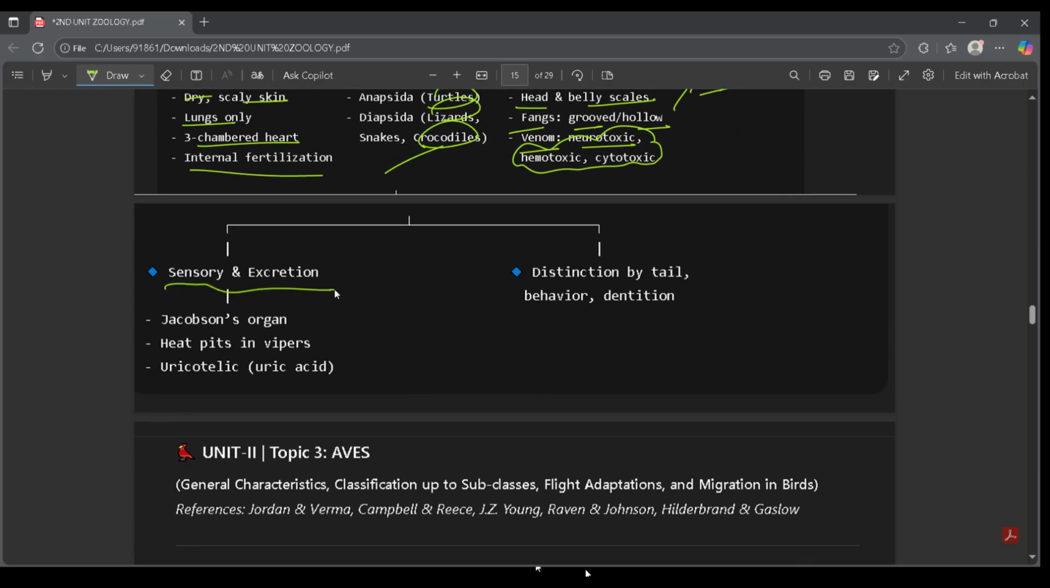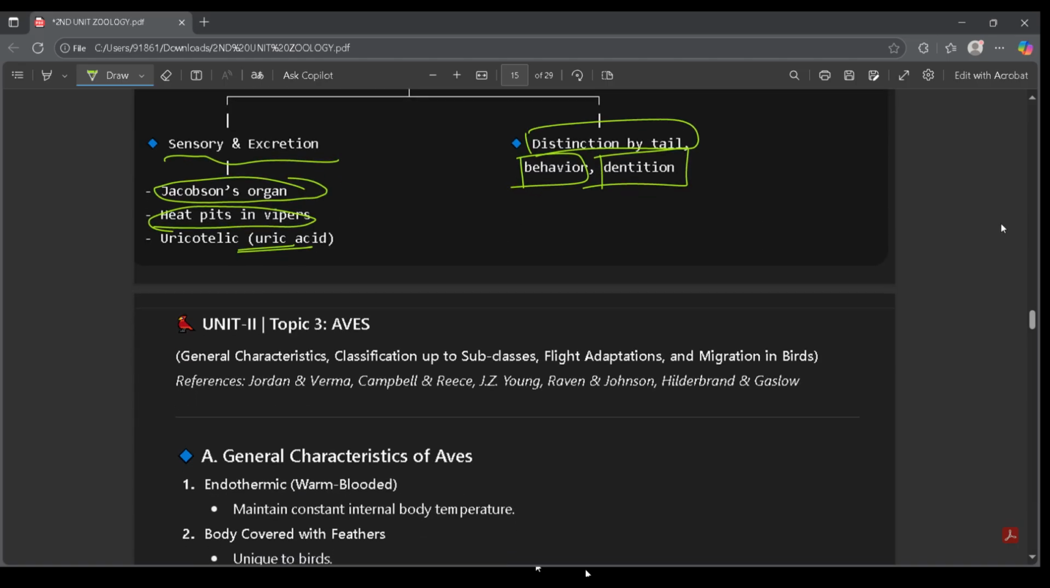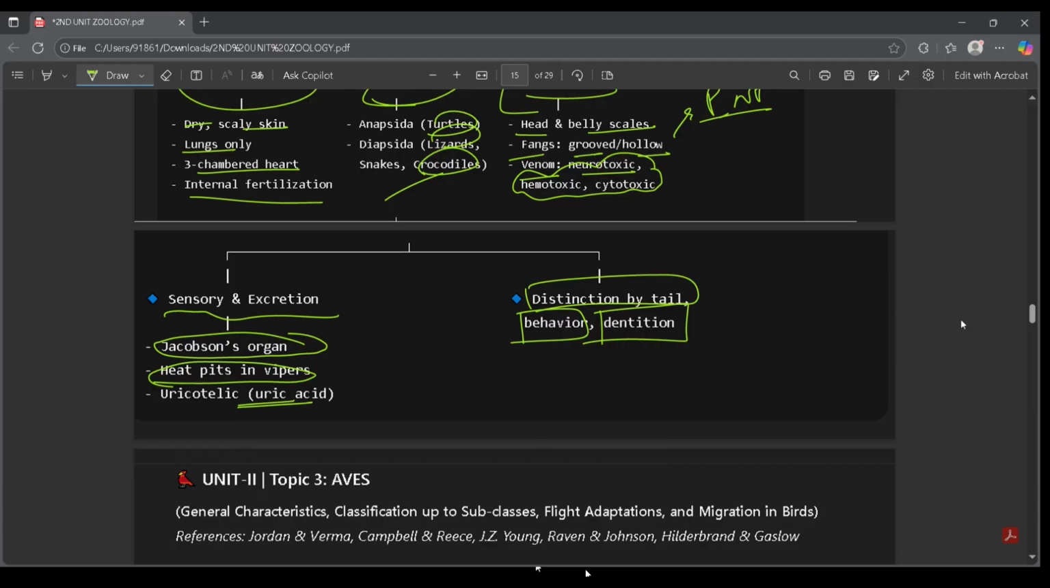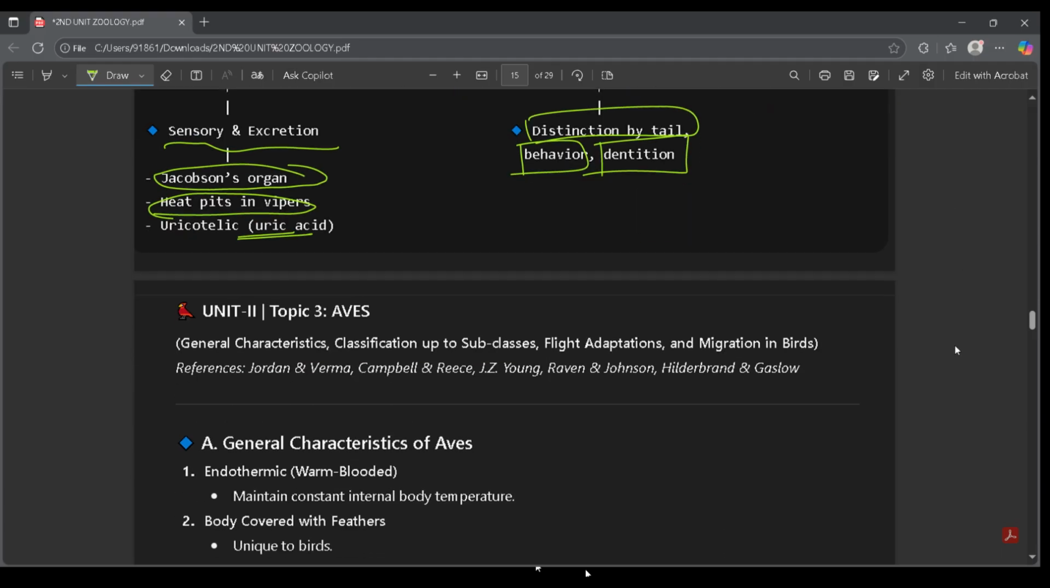Then we have sensory and excretion. They have Jacobson's organ, heat pits in vipers, and they release uric acid. Distinction by tail, behavior, and dentition. And yeah, we're pretty much done with topic number two. And this is the end of the second part for unit two. In the next video, we'll be discussing topic three about Aves, which is nothing but birds.